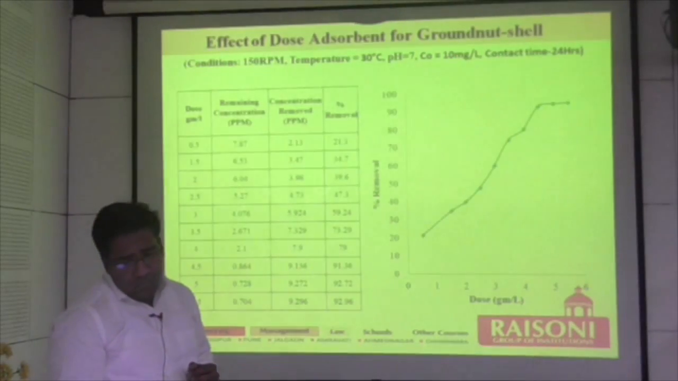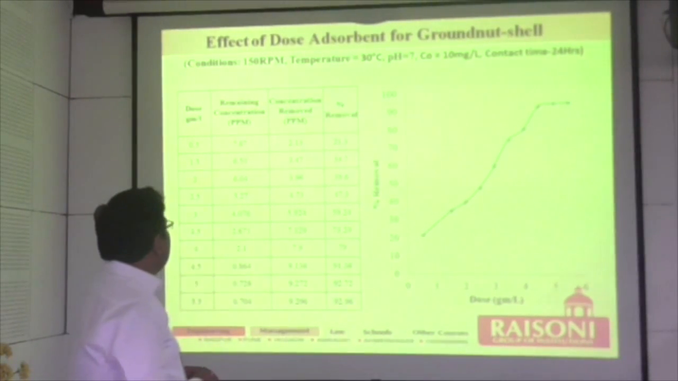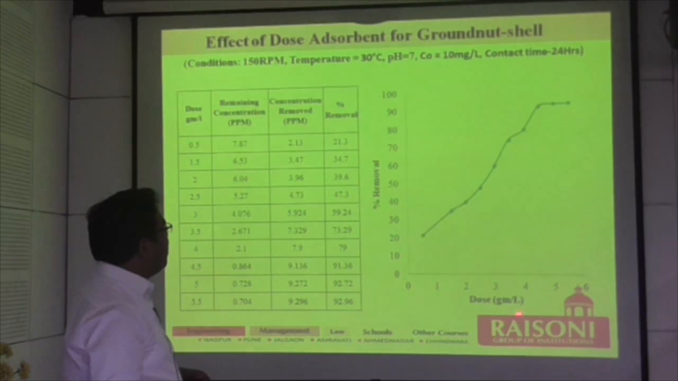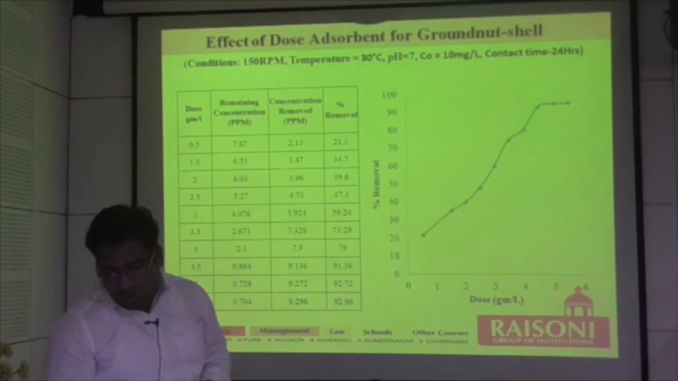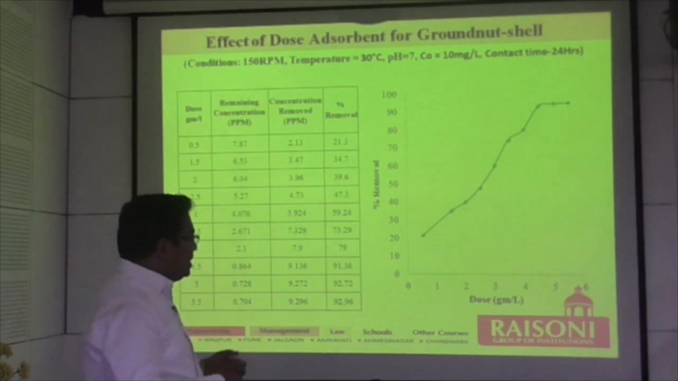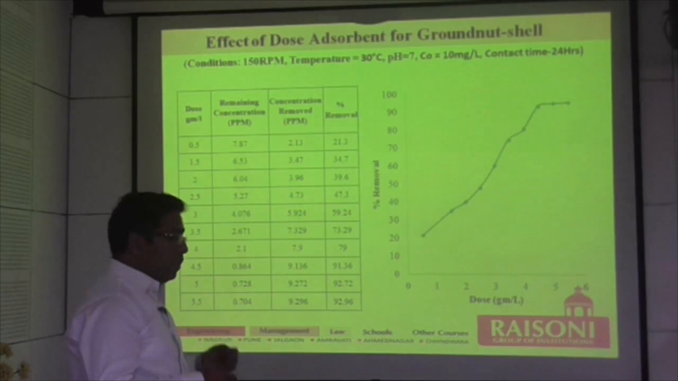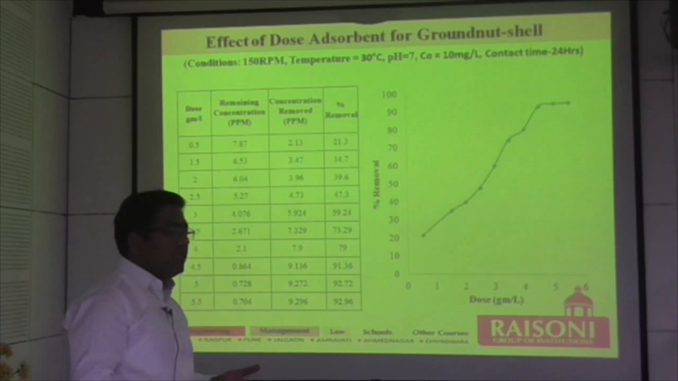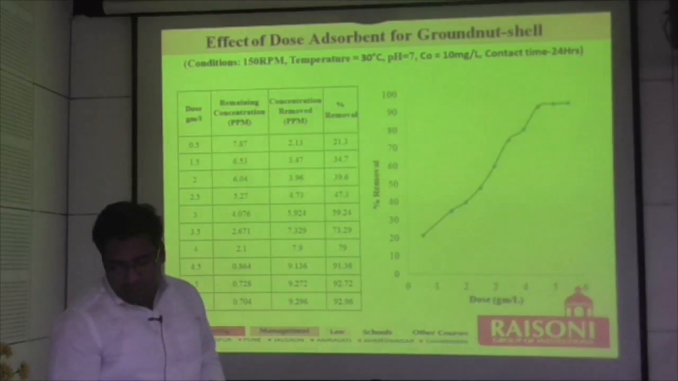Then batch study. Number one, effect of adsorbent dose for groundnut shell. Here the graph is plotted between dose in gram per liter and the percentage removal. As dose increases, the percentage removal also increases. From this, I can get that the optimum dose is 4.5 for this groundnut shell. The reason is that this is a surface phenomenon, so as dose increases, volume is also increasing. As volume increases, the surface area also increases, so uptake will be more.